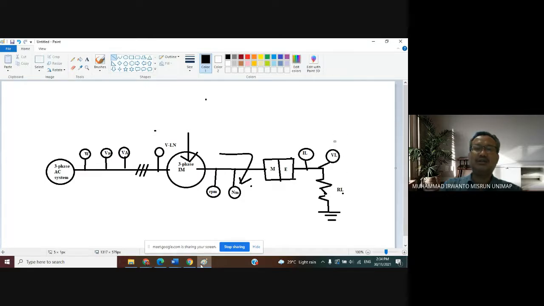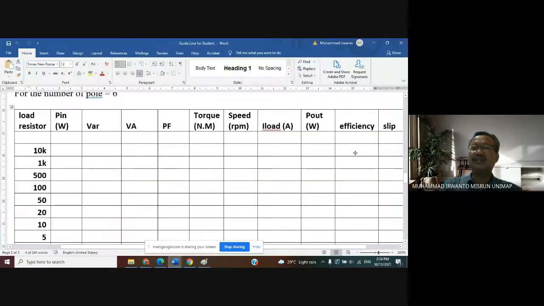Efficiency is P output over P input multiplied by 100%. Slip is Ns minus Nr over Ns. For Ns, please use the formula 120 f over P, with f equal to 50 Hz. Nr can be obtained from the speed value, and then you obtain the slip.